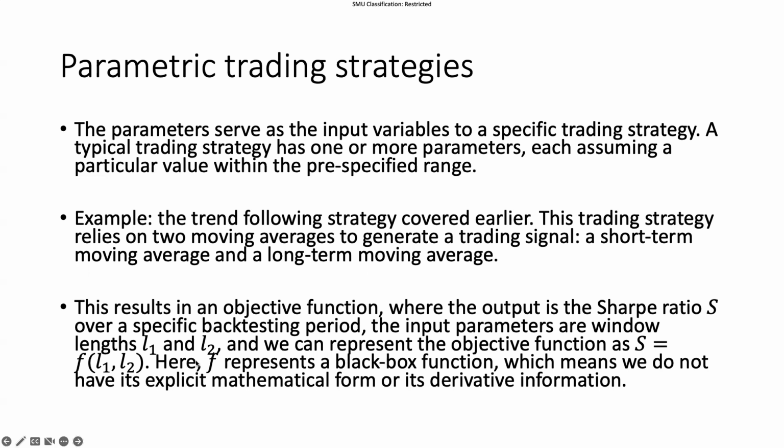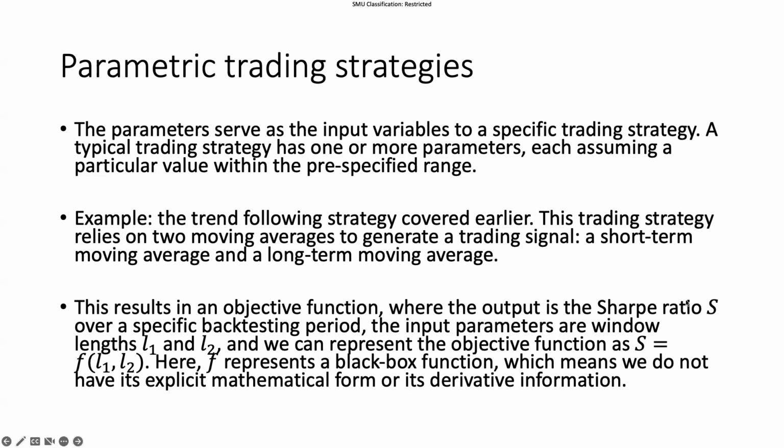So again, mathematically, we have 2 windows L1 and L2. Then we can represent the objective function using S, right? So S is a function F of these 2 parameters. Something to notice is that this F represents our so-called black box function. It is a black box because we do not know anything about the objective function, which is the Sharpe ratio.